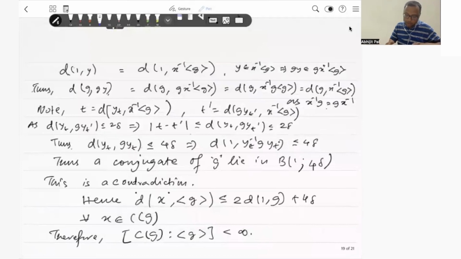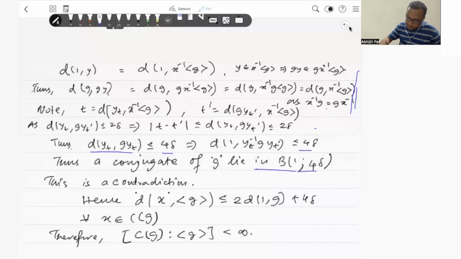Okay. So again, I have done it here. From here, what you can show is that the distance between yt and gyt is less than or equal to 4 delta. So this I am not doing. Here I have stated the reason. So this will imply that the distance between yt inverse gyt is less than or equal to 4 delta. So thus a conjugate of g lies in the ball of radius 4 delta around 1.